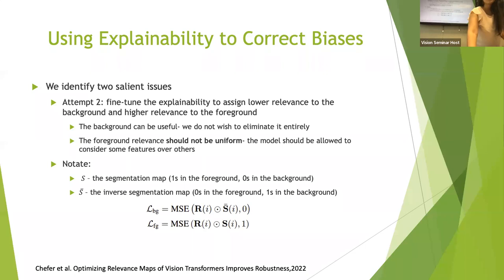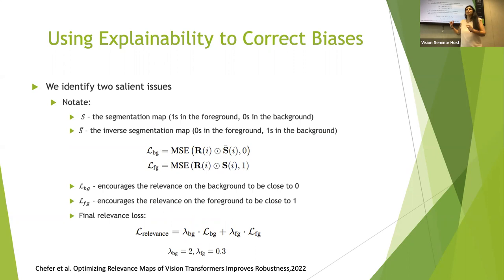By splitting into two loss terms, we can give different coefficients to each of the loss terms. So the background loss is going to get a relatively high coefficient, because we don't want a lot of relevance on the background. By the way, we're not striving to completely eliminate the relevance on the background. Just make sure that the relevance on the background is lower than the relevance on the foreground. And the foreground loss is going to get a relatively low coefficient. We would want to encourage the model to look at more pixels of the foreground, but we wouldn't want to make the model look at all the pixels in the foreground equally.